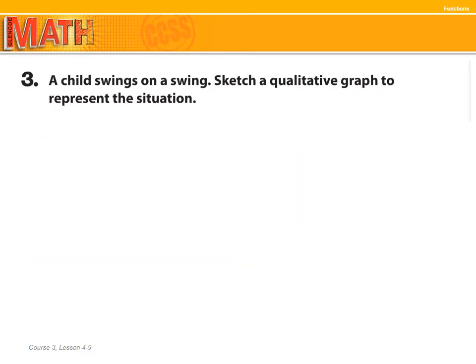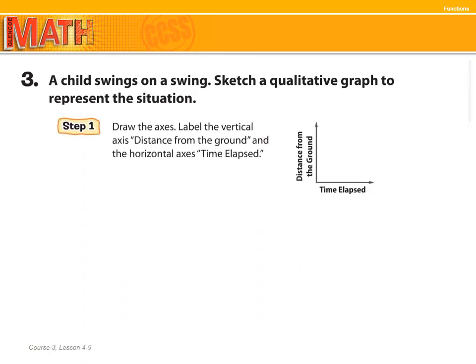Our third example is as follows. A child swings on a swing. Sketch a qualitative graph to represent the situation. Before we can draw this qualitative graph, you have to think of the situation: a child swinging on a swing. So the first step, we're going to draw axes. We're going to think of a distance from the ground that the child is swinging, and a horizontal axis for time elapsed.